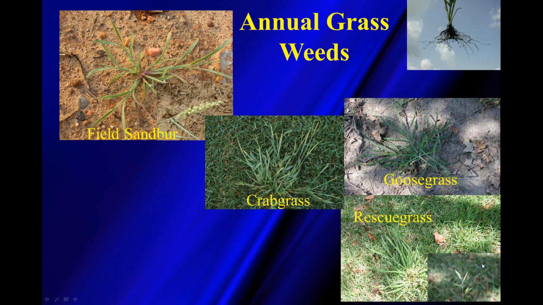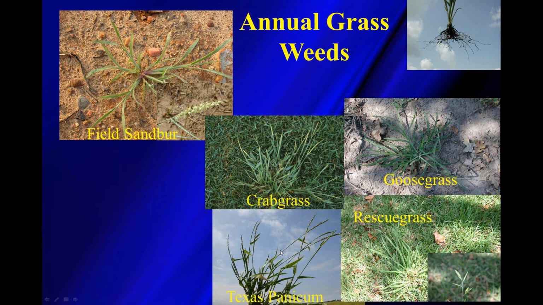One of the winter grasses that we have issues with here, especially in central and southeast Texas, is rescue grass. Rescue grass comes up, it has a hairy leaf, but the most identifying characteristic is this flattened brome type of seed head on it. So again, that's one that we also deal with.